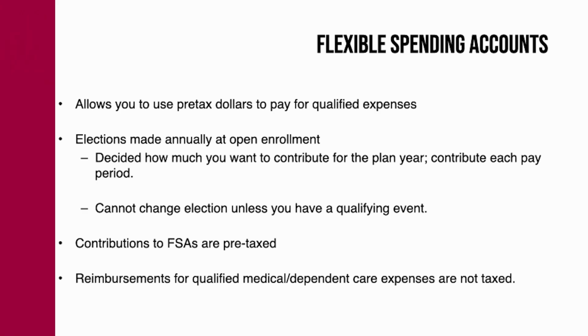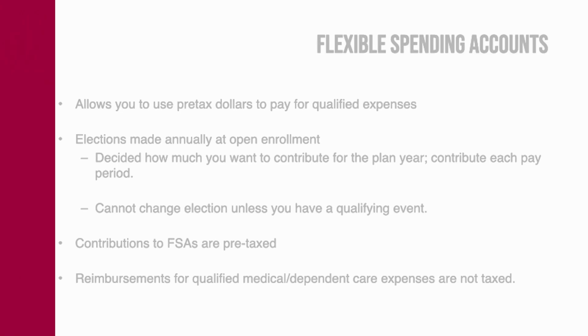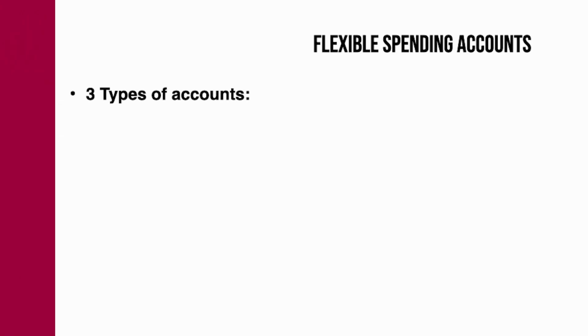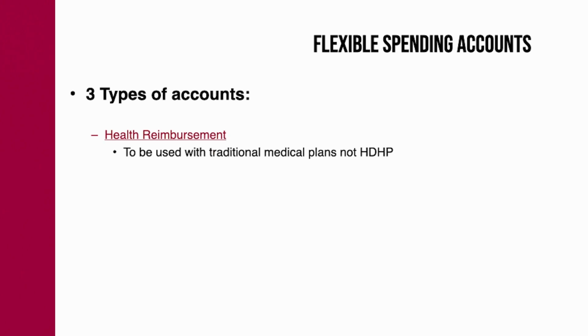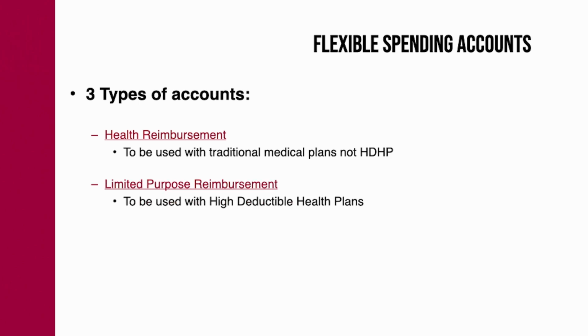Then, when you have a qualified expense, you can use these pre-tax dollars to either pay for or get reimbursed for your expense, so you will never pay taxes on this money. There are three types of flexible spending accounts. The first one is the health reimbursement account, which is to be used with a traditional medical plan, not a high deductible health plan. A limited purpose reimbursement account to be used with a high deductible plan, and then dependent care reimbursement. Let's talk a little bit more about how each one works.